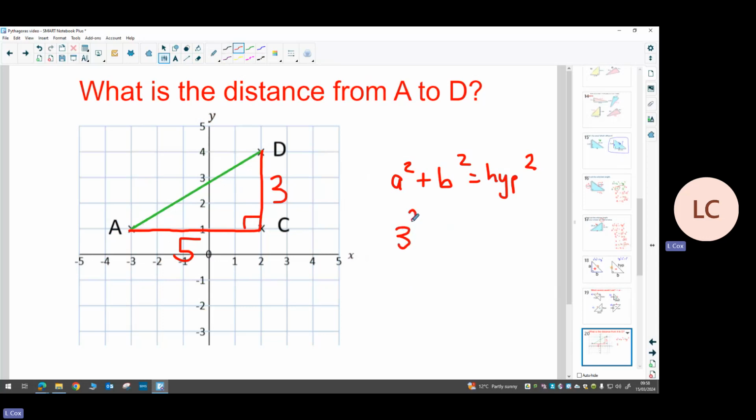So I just type in 3 squared, add 5 squared, and press equals. I'm just going to do that. You do that as well. 3 squared, add 5 squared equals 34. So I have to, remember, square root the answer, and I end up getting 5.83. 5.8 will do to 1 decimal place.